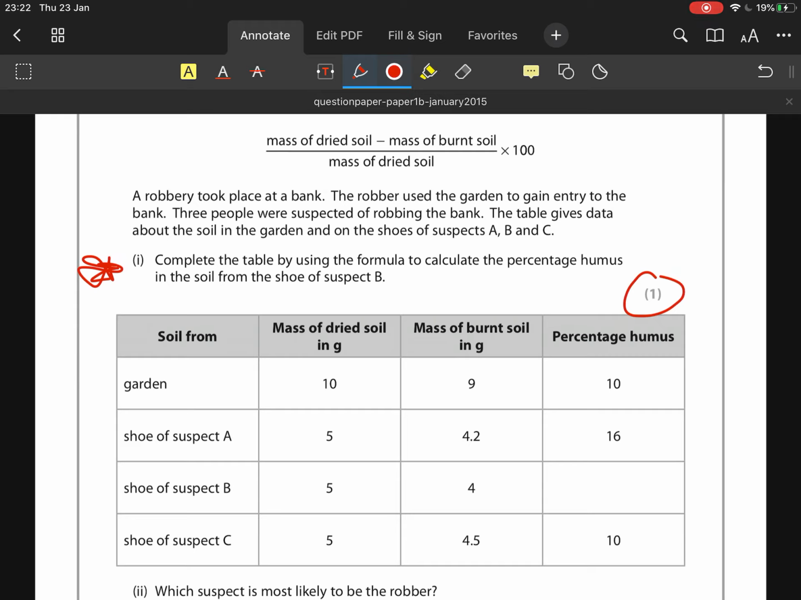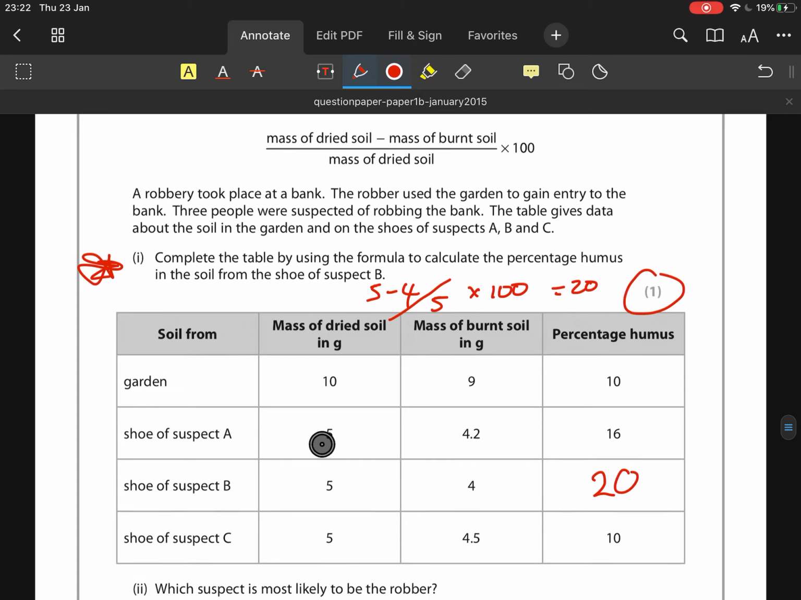So we're going to have 5, which is the mass of dried soil, minus 4, which is the mass of burnt soil, divided by the mass of dry soil, times by 100. That's going to give us the answer of 20. Put that in the box down there.